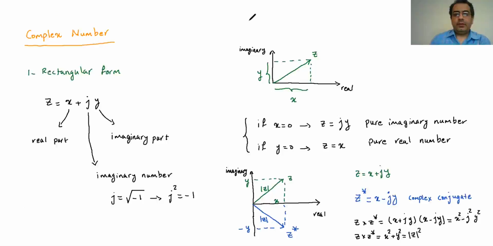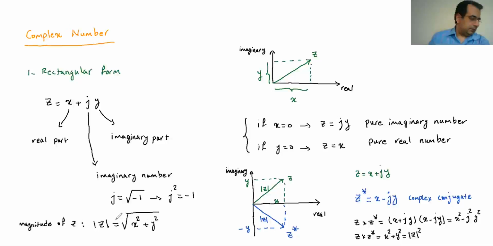want to know the magnitude of z, it's usually the root, like that. As I said, the absolute value is equal to the root of x squared plus y squared. So I will talk about it a little bit later. So this is the very basics of the rectangular form.